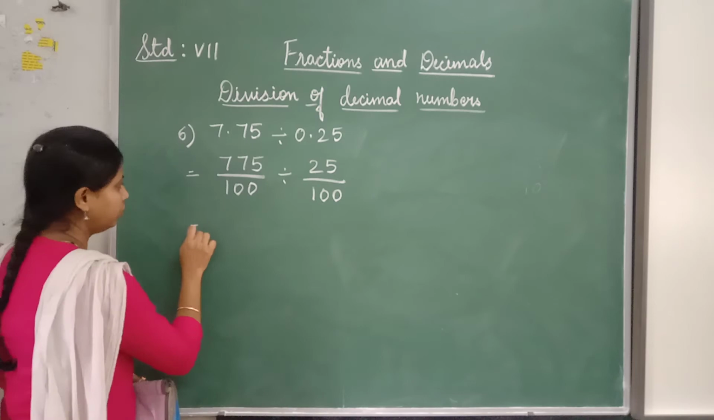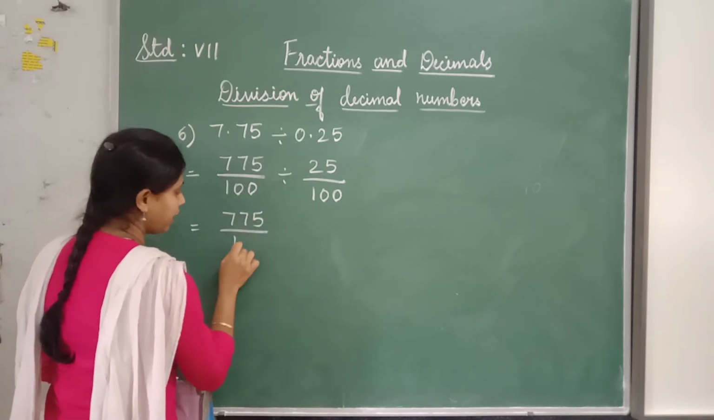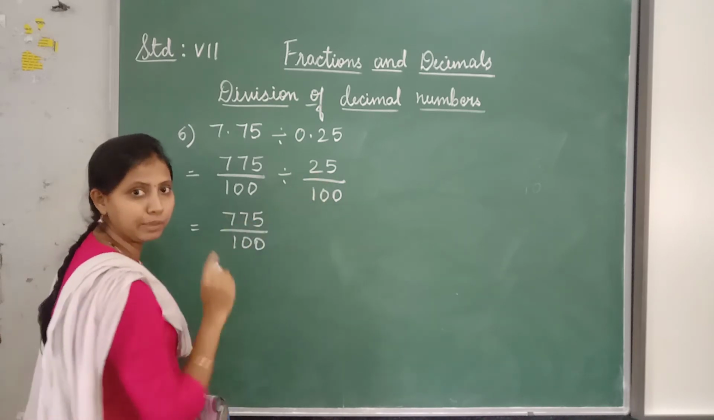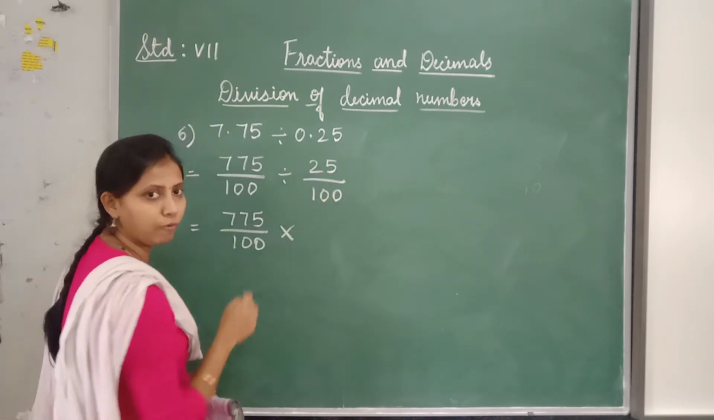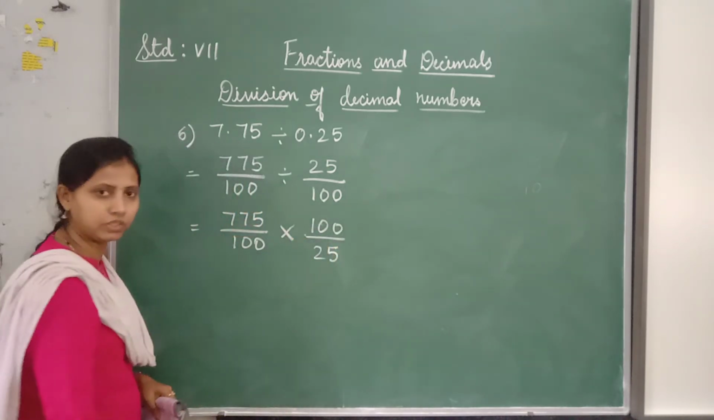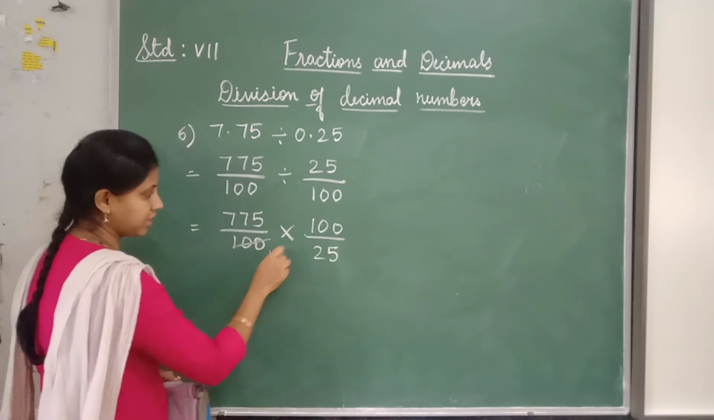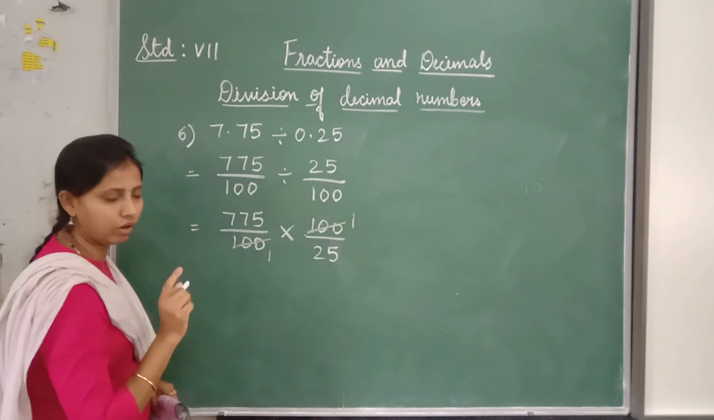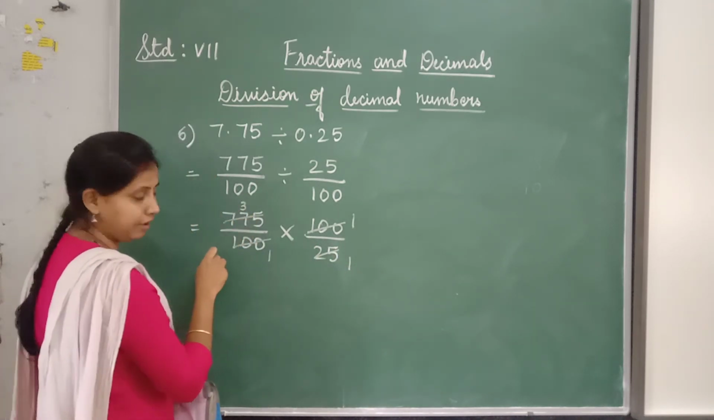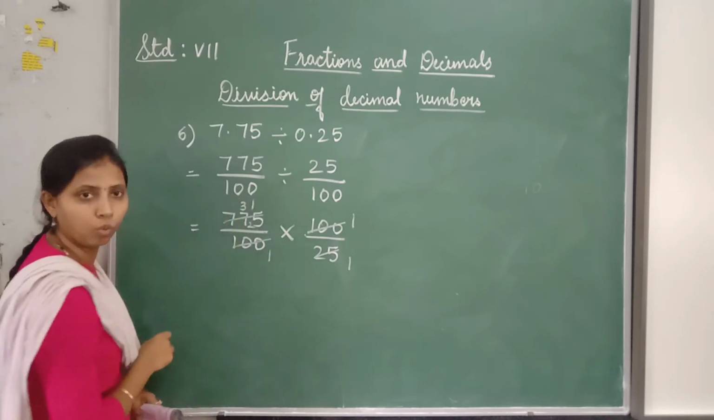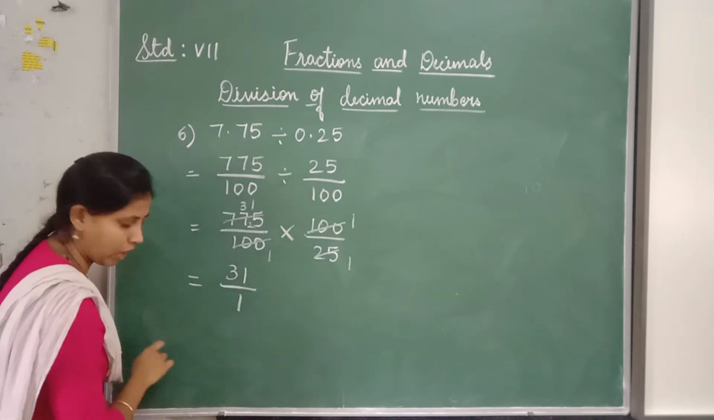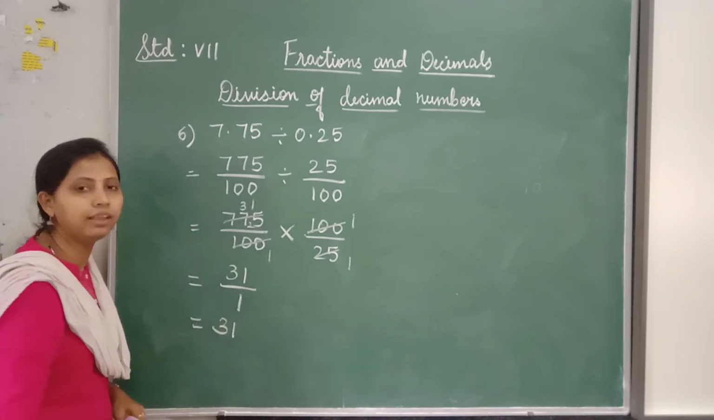Okay, now next step, 775 upon 100 as it is, the next fraction will be multiplied by its reciprocal. Reciprocal of 25 by 100 is 100 upon 25 children. Okay, so now 100 ones are 100, cross, you can cancel always. 25 ones are 25, 3s are 75. 1 into 1 is 1. So 31 upon 1 is 31.